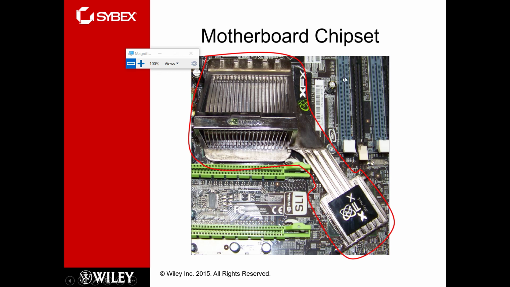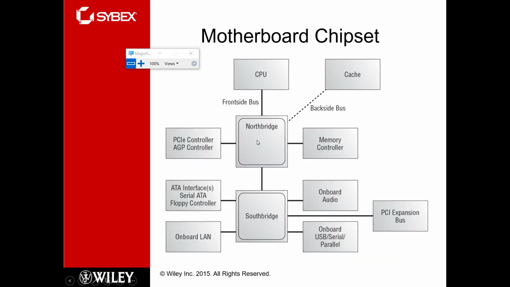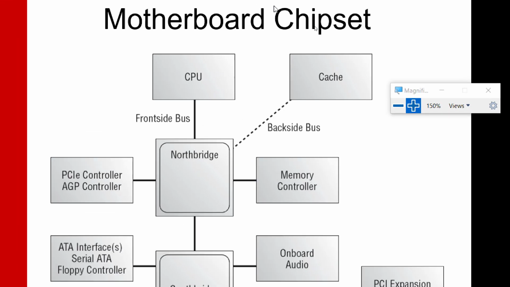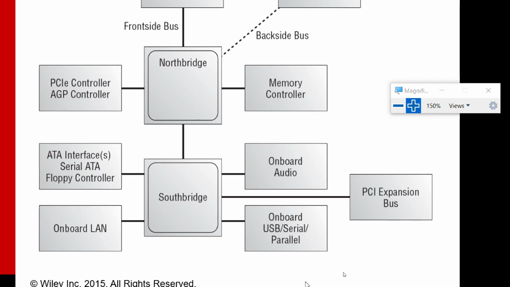Now, motherboard chipsets. There are chipsets there. This is a heatsink here. If I go there, there is some interesting architectural information about the motherboard, and that is the motherboard chipset. See this? There is a north bridge and there's a south bridge.